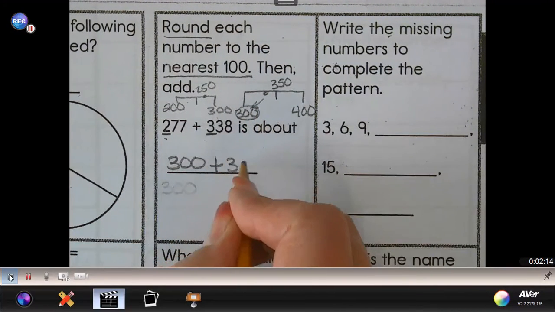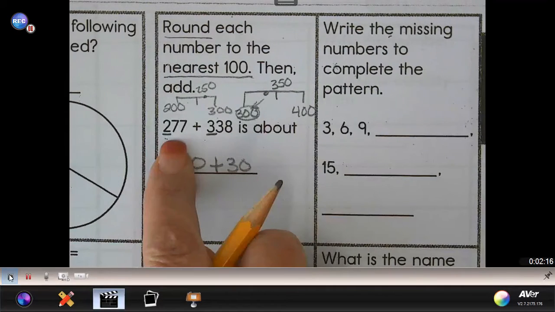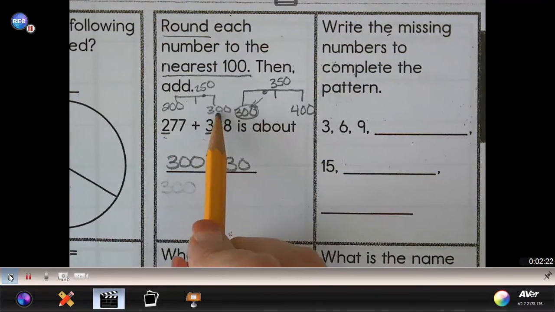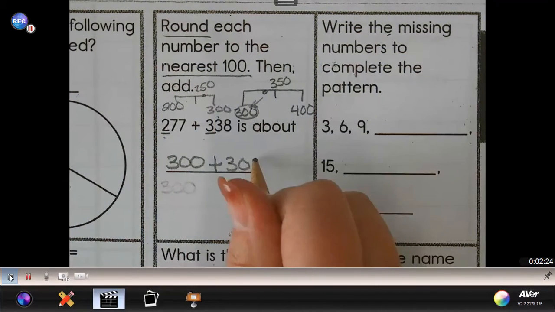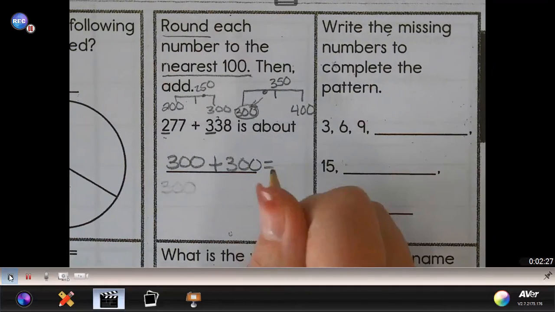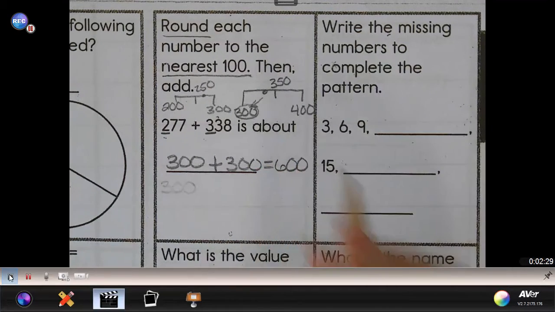So both of these numbers, even though 277, you think of it as being in the 200s, remember that the next 100 is 300. So we have 300 plus 300 is 600.